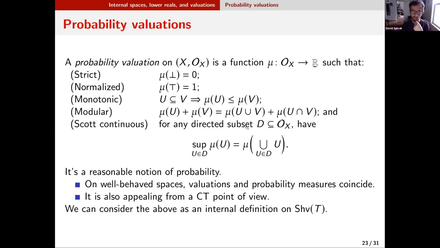And finally, for any directed subset, which means that if you like the words filtered colimit, that would be what this is, or basically that a directed subset means that it's non-empty, and if you have any two opens in there, then there's some bigger open, maybe their union, or maybe something bigger than their union that's also in the D thing. And so what Scott continuity says, our final axiom, is that the sup for any directed subset of the valuations of U is the valuation applied to the union of those open subsets. Okay, so I'm a little low on time, so I'll keep going.